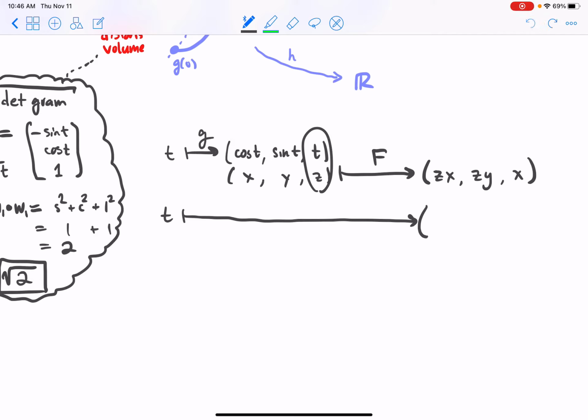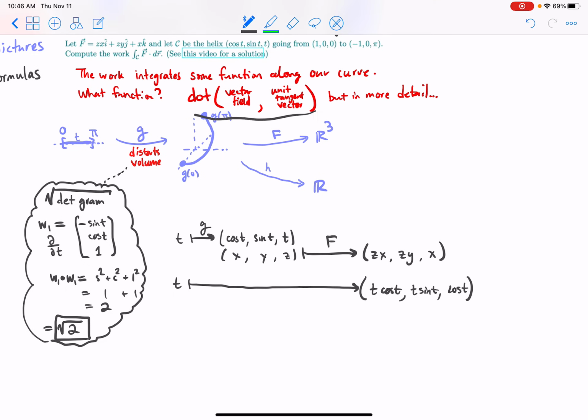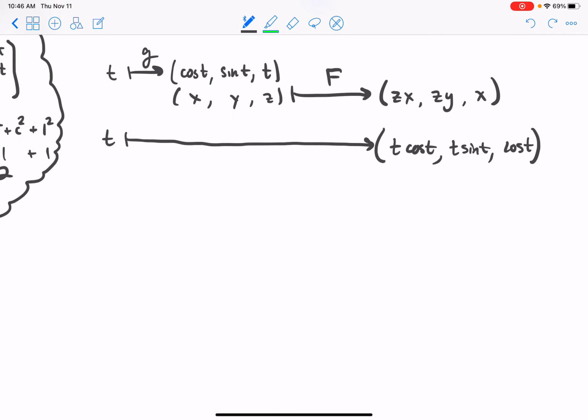Okay, so then I can compose these functions and get zx becomes t cos t, zy becomes t sine t, and x becomes cos t. Okay? So I want to take the dot product of the vector field with the unit tangent. So let's take the dot product of the vector field with the unit tangent.